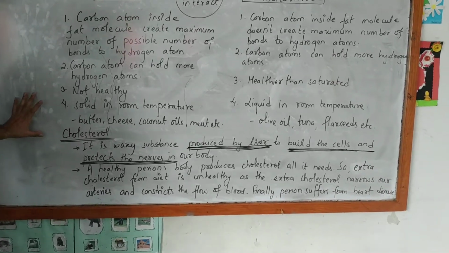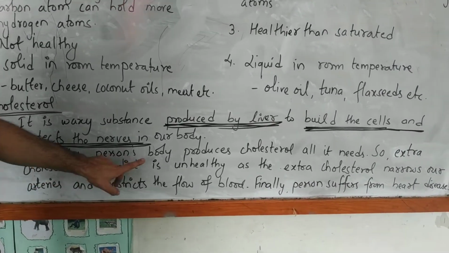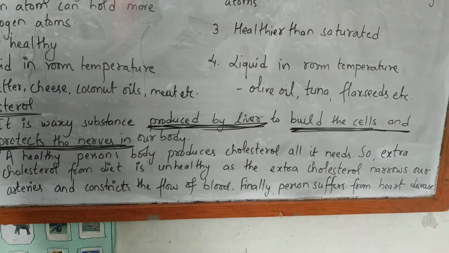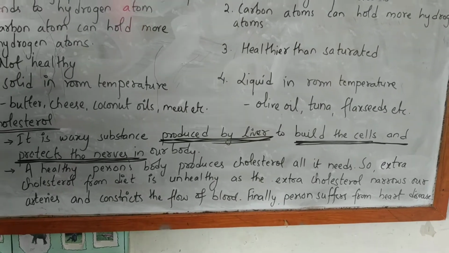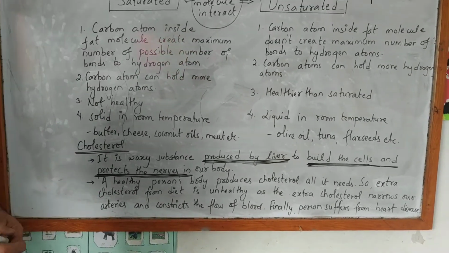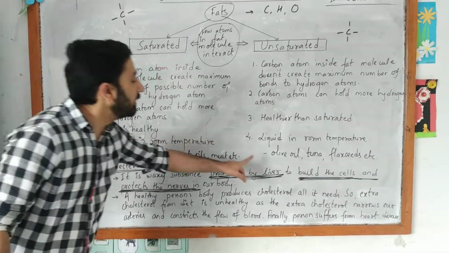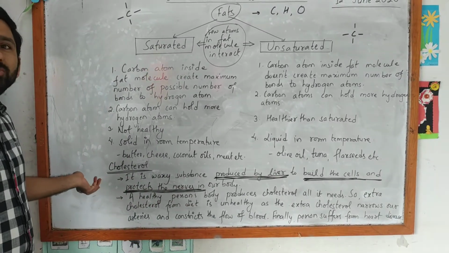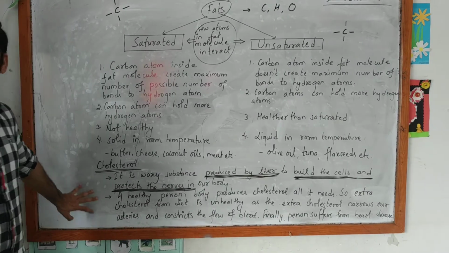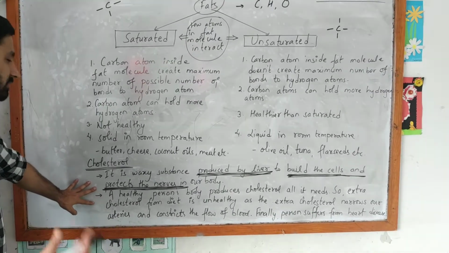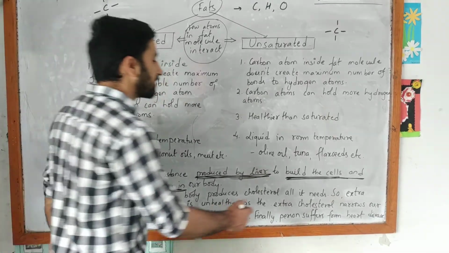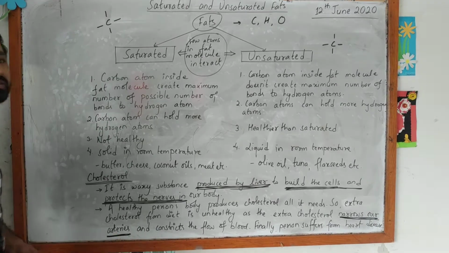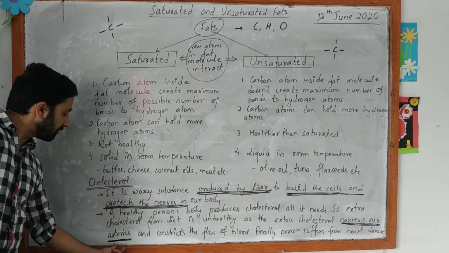But we must know that a healthy person's body produces all the cholesterol it needs. That means we do not have to consume extra cholesterol. The cholesterol our body needs is produced by the liver present inside our body itself. Now what happens when we consume an extra amount of cholesterol? If our diet consists of more cholesterol, it narrows our arteries. The arteries are one of the blood vessels.